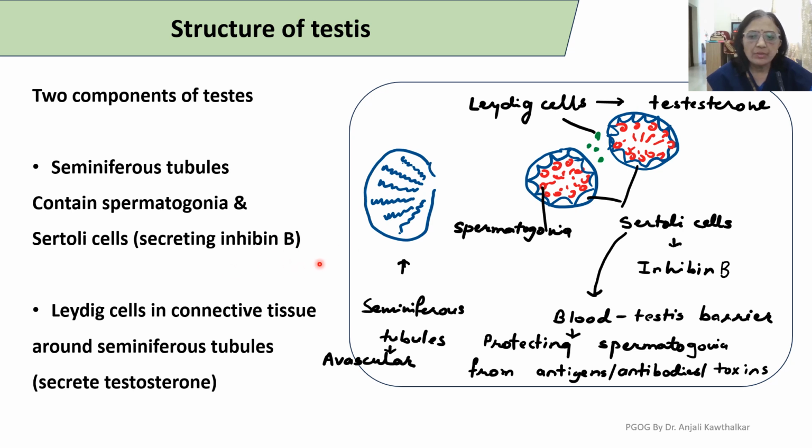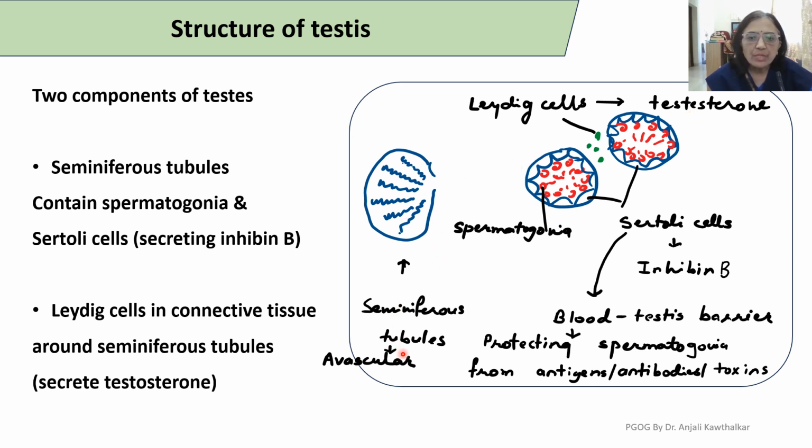Now, a short revision of the male reproductive system, especially related to the testis. Testis has two components: seminiferous tubules, which contain spermatogonia and Sertoli cells. Sertoli cells secrete inhibin B. Leydig cells are present in the connective tissue in between the seminiferous tubules, in the interstitial tissue, and Leydig cells mainly secrete testosterone.